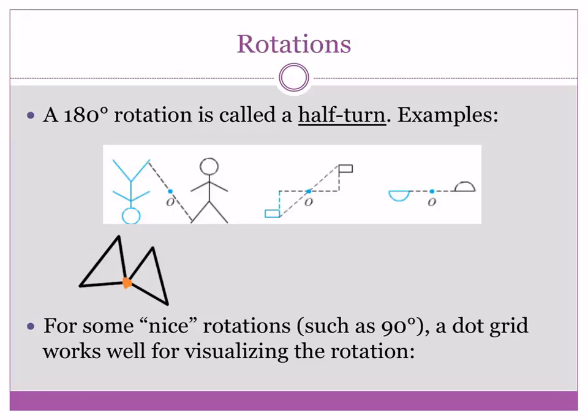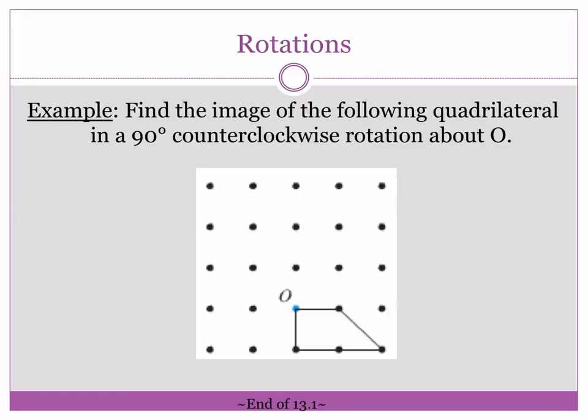And a dot grid works really well for visualizing rotations as long as you have nice angles to rotate around. So we're going to do an example with a dot grid with a nice image. We're going to find the image of the following quadrilateral. What kind of quadrilateral is this? It's a trapezoid. Very good. I think you guys did learn something from chapter 11. I'm so glad. Trapezoid. And we're going to turn it 90 degrees counterclockwise from point O.